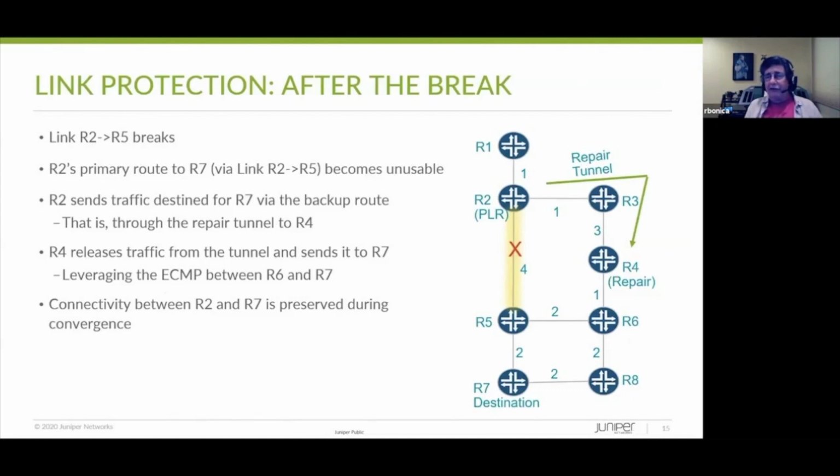R4 releases packets from the tunnel and sends it to R7. Now, let's take a look at R4's path to R7. You'll see that it has two equal cost multipaths. One goes through R6 and R8. The other goes through R6 and R5. And both are leveraged because this is just an IP packet and it's going to do the load balancing the way IP does.